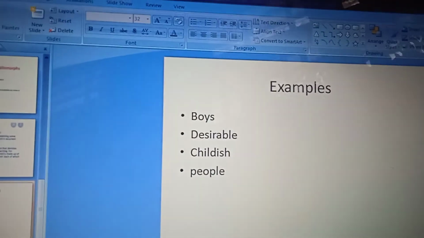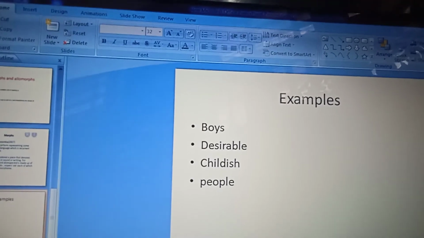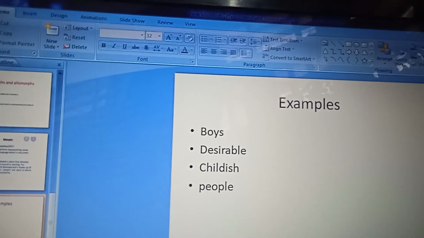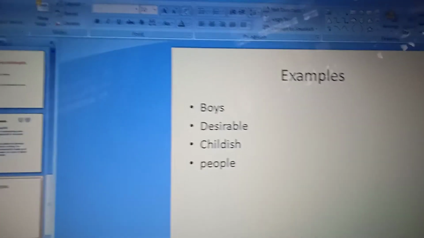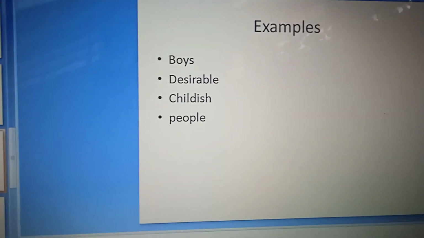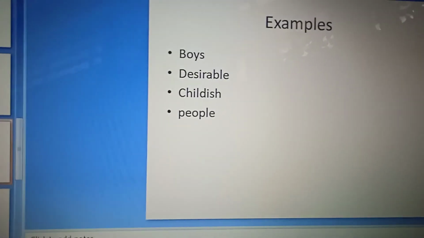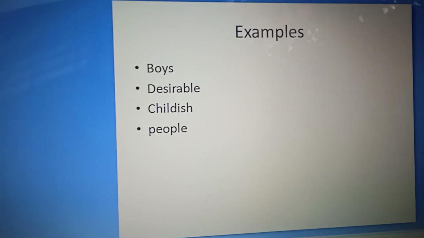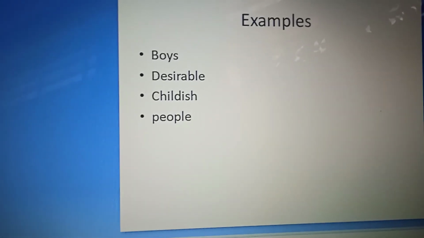Example, boys. There are two morphemes in desirable, or childish. So child is one morpheme, or one morph, and ish is another morpheme or morph. And people has two morphemes but one morph.